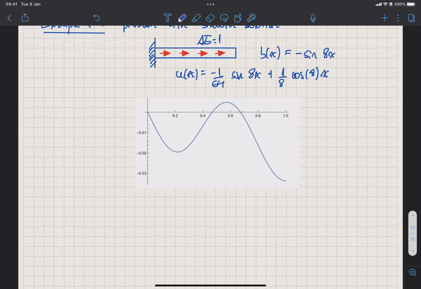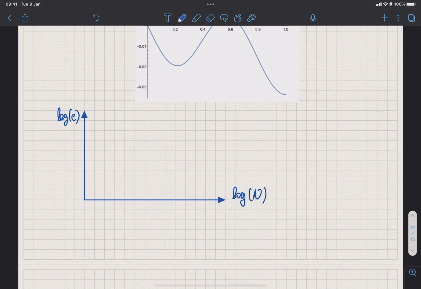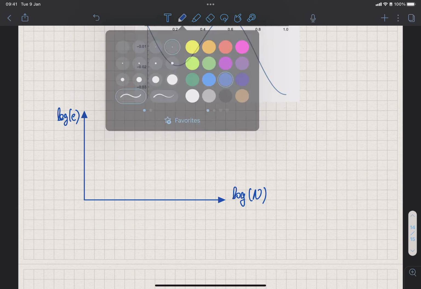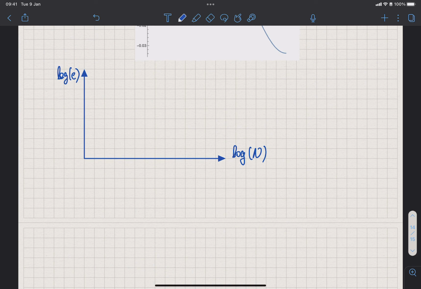And so if you plot the error in the energy norm as a function of the number of degrees of freedom, actually I'm going to plot the log of that. E is the error in energy norm, as a function of the log of the number of degrees of freedom. Well, it turns out that, okay, I'm going to do it like this.